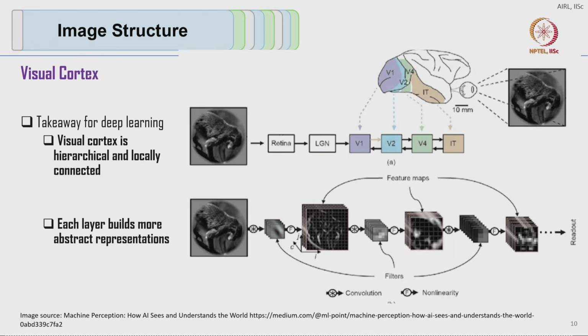Now what is the takeaway? If I am talking about deep learning or convolutional neural networks, what is my takeaway? The visual cortex is hierarchical and locally connected, right. Each layer builds a more abstract representation of the information present. Finally it gives you attributes which we can use to identify a specific person, right. So what happens? The retina sees the information, then you have the LGN, then it goes to V1, V2, V4 like this and keeps building, right.